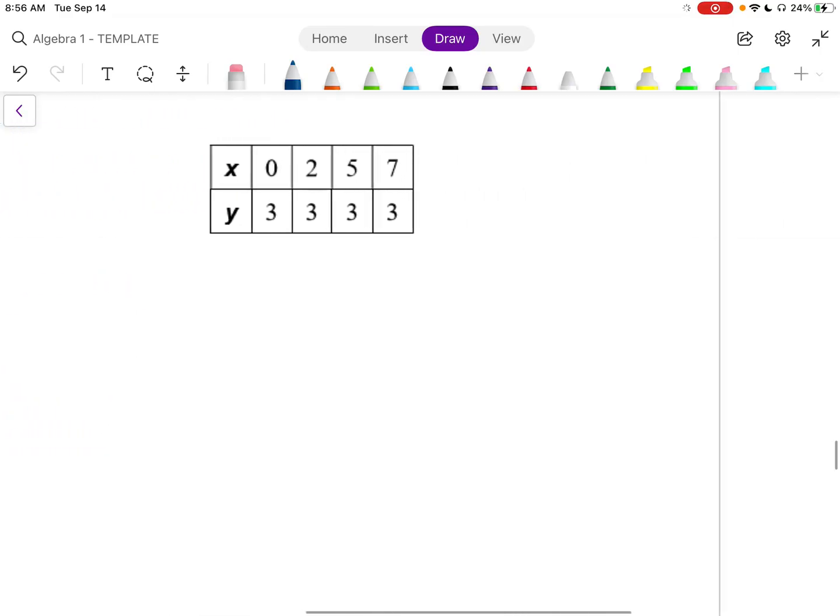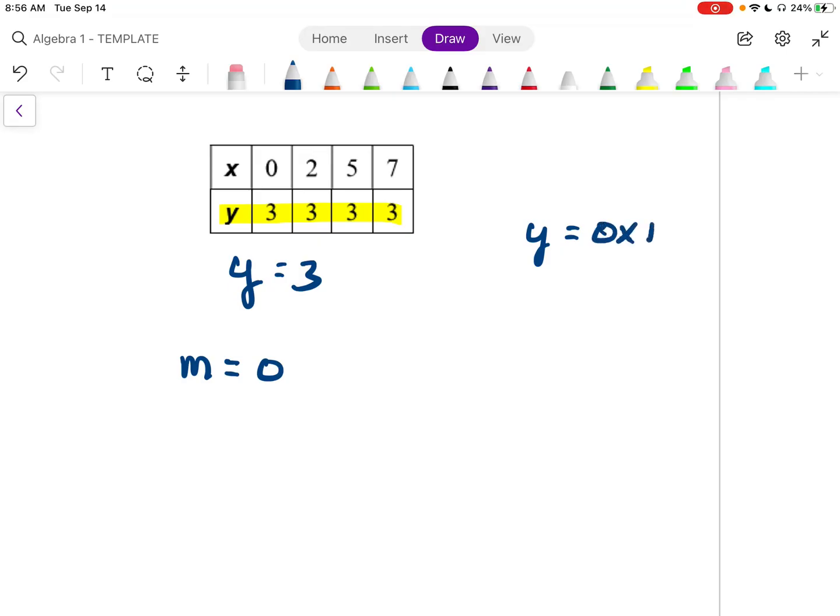Next up, those are all the exact same thing. The y is constant. A constant linear equation is a horizontal line. This one's going to actually be y equals 3. From that, it should be really easy to see that the slope m is going to be 0, because this is y equals 0x plus 3, and b equals 3.